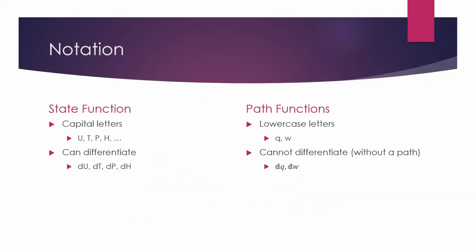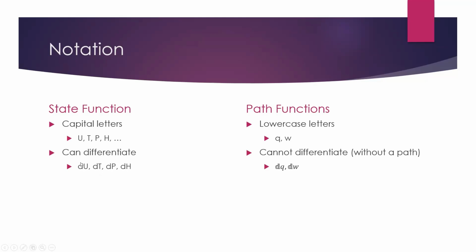A state function is denoted by capital letters, as you can see here. So if we have a variable that gets a capital letter, such as internal energy, temperature, pressure, enthalpy, we'll see many more over the course of the semester. This is an indication that these are state functions. These state functions are able to be differentiated.